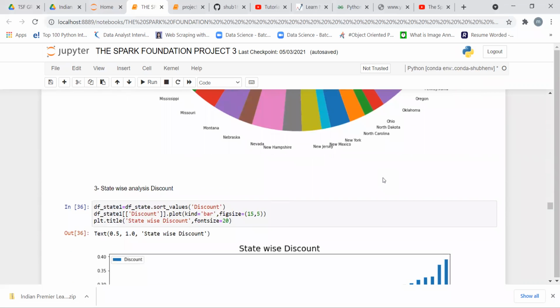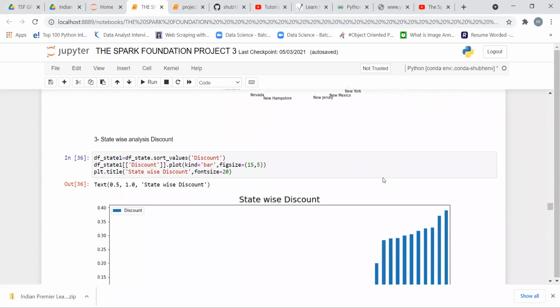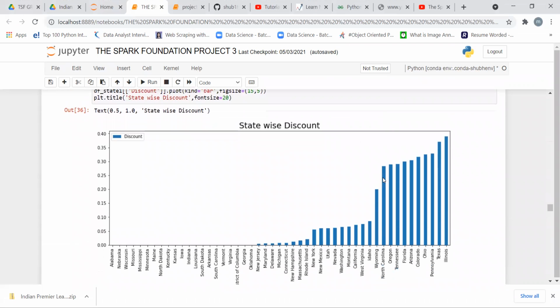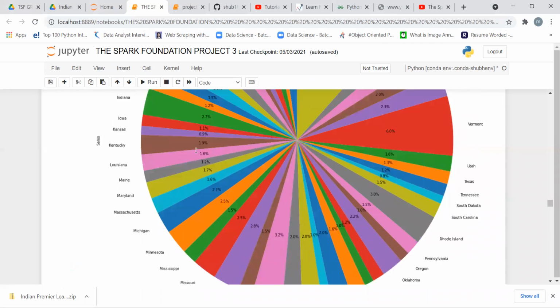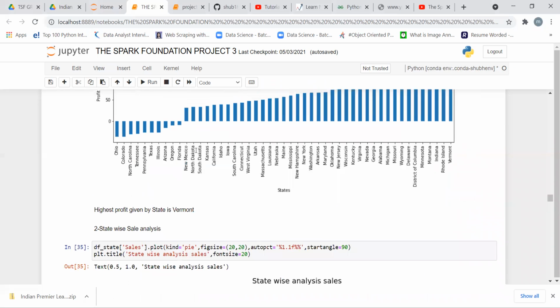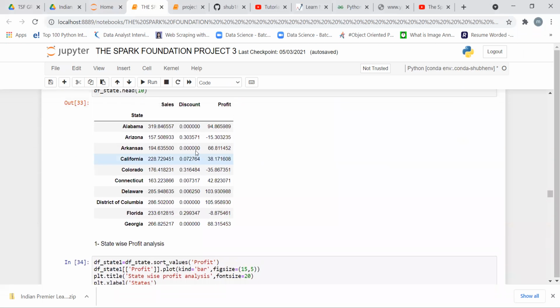Now we analyze discount in terms of state. So for discount, we again use sort values. Here it means that we have negative values present in discount. Yeah, we have values around 0.00.